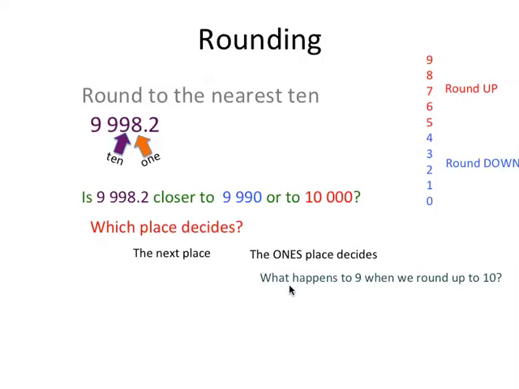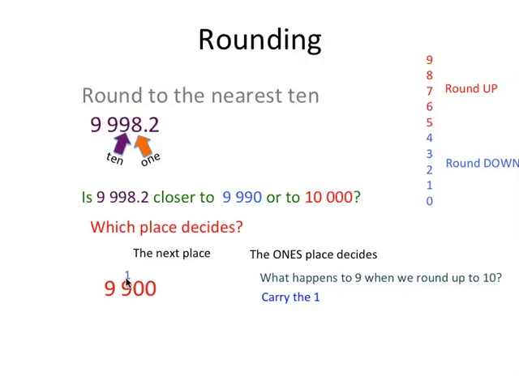So the question we want to ask ourselves is, what happens to this 9 when we round up to 10? We're going to have to carry the 1. What's going to happen is the 8 tells the 9 to become a 10. This 8 becomes a 0. We don't bother writing the decimal point or the 2. So this 9 became a 0, and we carried the 1 onto the next 9.